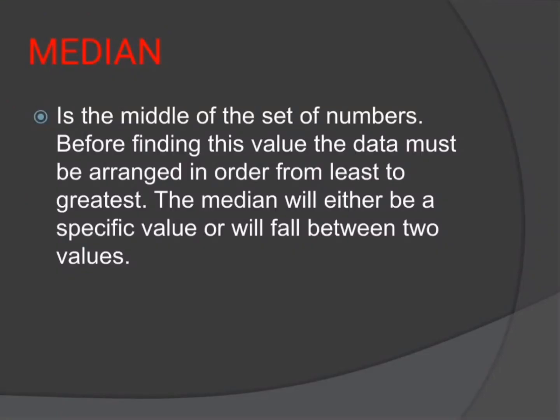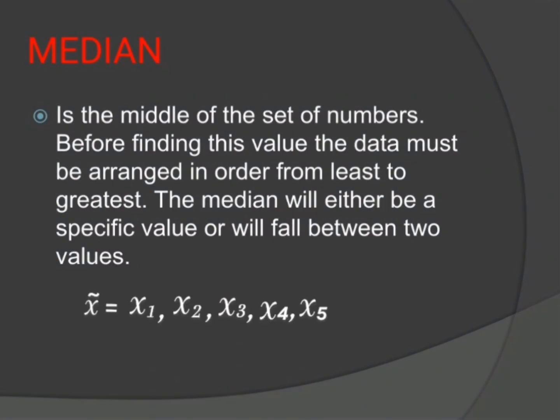Median is the middle of the set of numbers. Before finding this value, the data must be arranged in order from least to greatest. The median will either be a specific value or will fall between two values. But before that, if the given data is an odd number of values, it means you have only one middle data, and that is the median.